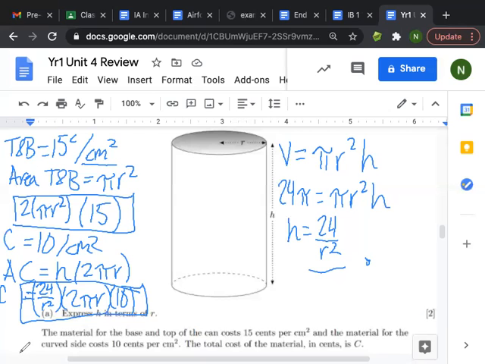Yeah, and then look at question B on your piece of paper. It says show that C is the answer you just gave. So you must have done it right. Congratulations.